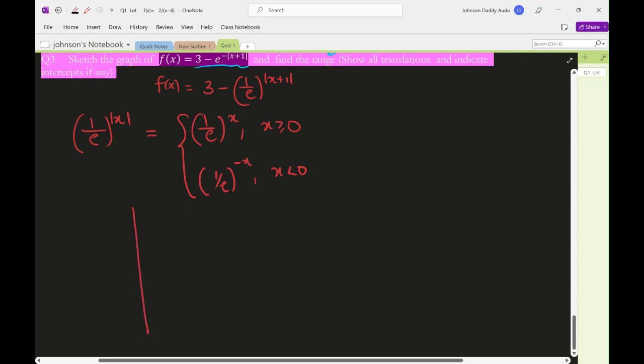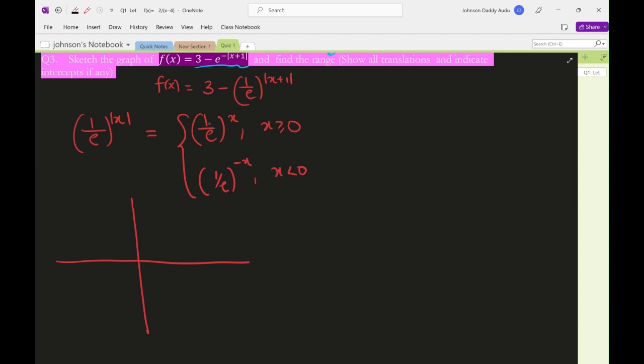Now, let's go into sketching. So this part, you can see 1 over e. 1 over e is going to be between 0 and 1, so it's going to be decreasing. So it's going to be something like this. And here is going to be at 1. But in this case, we are interested only in when x is positive. So you're interested only in the positive part. Let's delete the negative part.